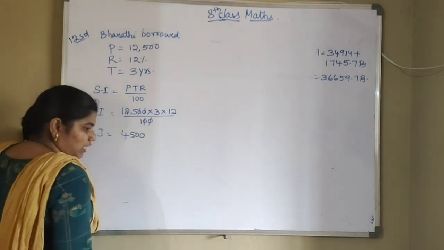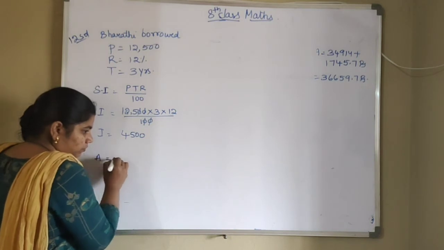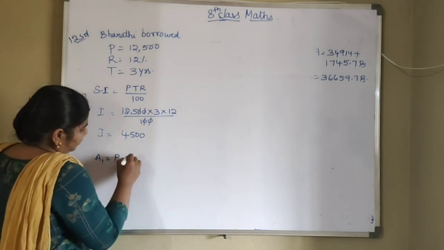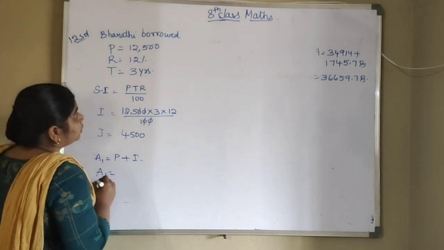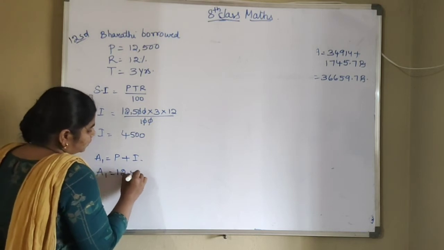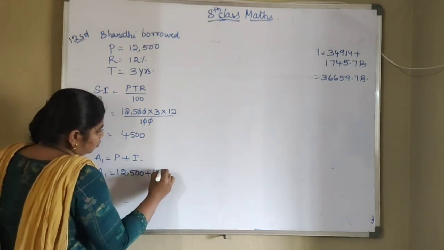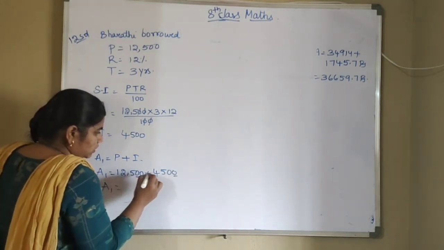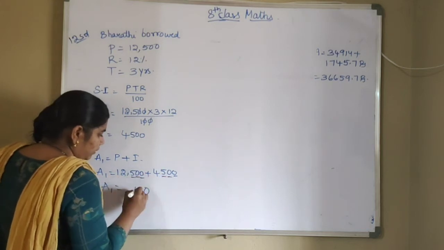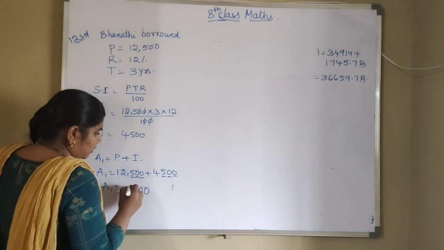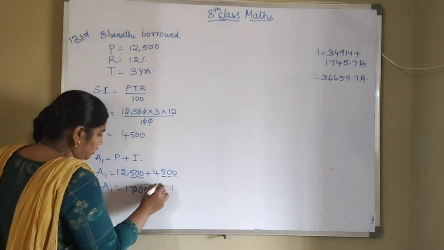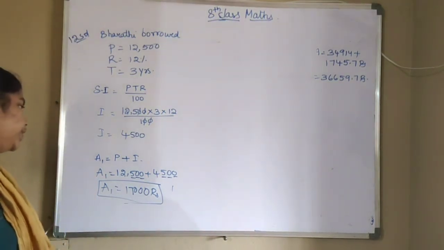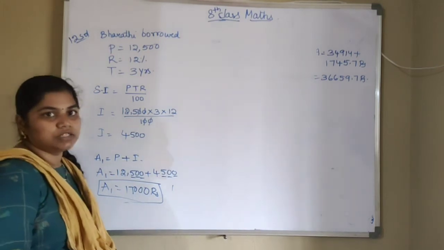So what is the amount she has to return now? Amount is equal to principal plus interest. The principal value is 12,500 plus the interest value 4,500. Add these two. 0 plus 0 is 0, 0 plus 0 is 0, 5 plus 5 is 10, 2 plus 4 is 6, 6 plus 1 is 7, and 1. So that will be 17,000. She has taken 12,500, but she has to return 17,000.